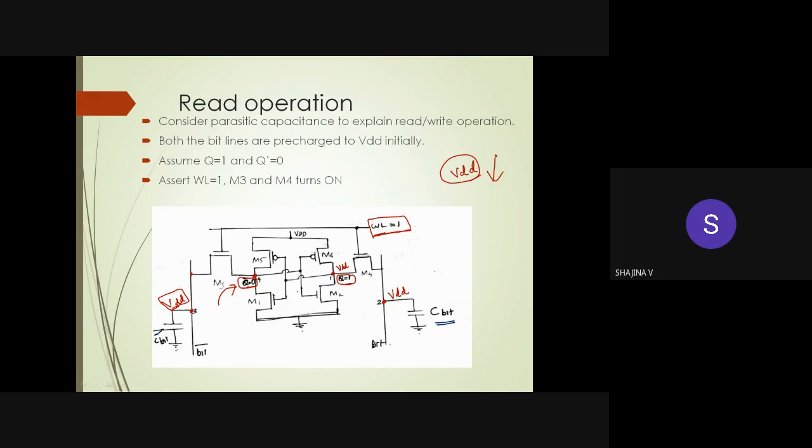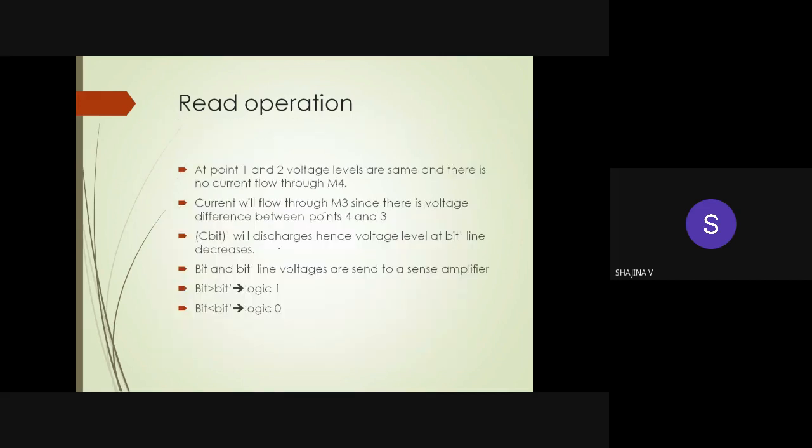Now the bit and bit bar lines of this SRAM are passed to a sense amplifier. We are passing these signals to that sense amplifier. For the sense amplifier, if the bit line voltage is greater than the bit bar line voltage, the sense amplifier output will indicate a logic high value. And if the bit line voltage is less than the bit bar line voltage, it will indicate a logic 0.